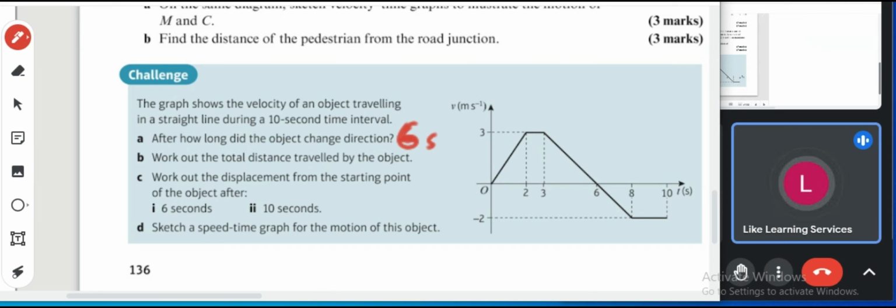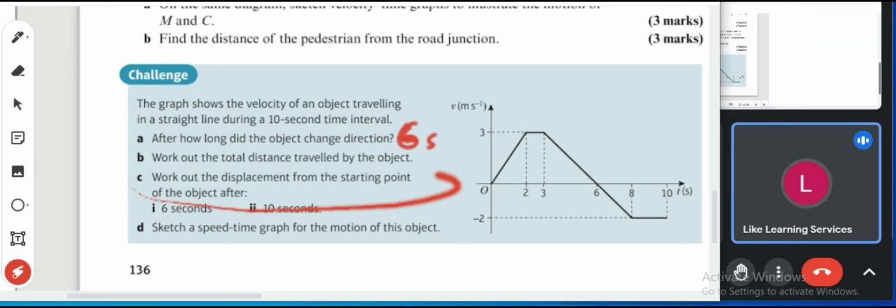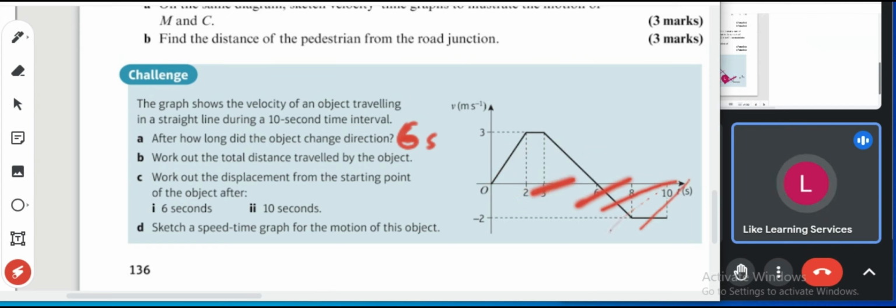Work out the total distance traveled by the object. I like this, because after the distance, they ask us to find the displacement. There's a difference between distance and displacement. Distance is scalar. Displacement is vector, so direction is important in displacement. This is a question that can explain something I have in mind. So first of all, work out the total distance traveled. Total distance is the summation of all the area under the graph.